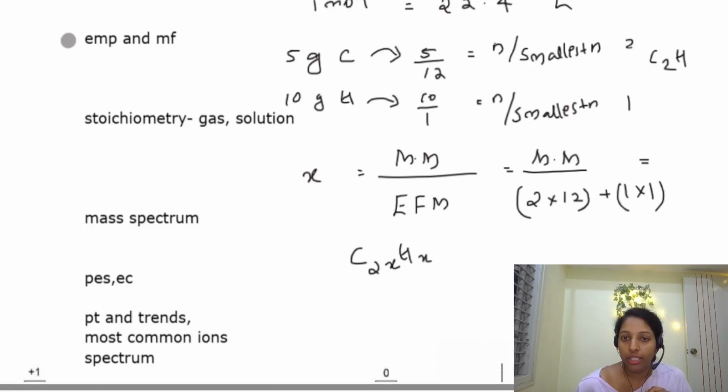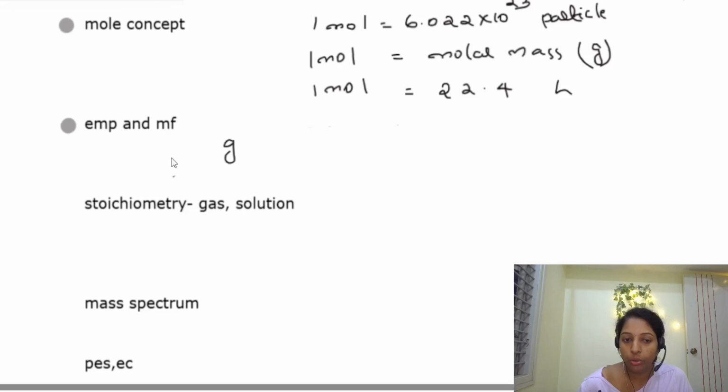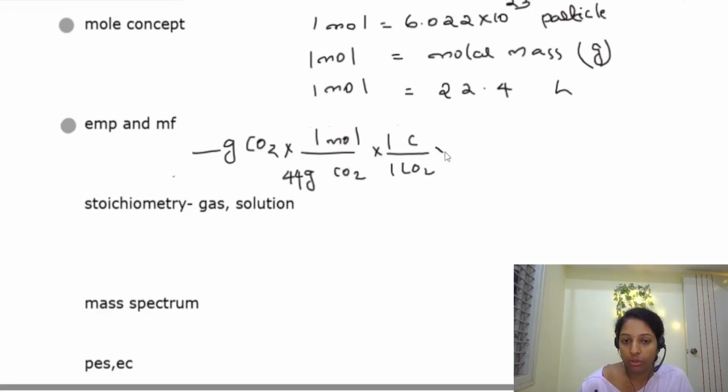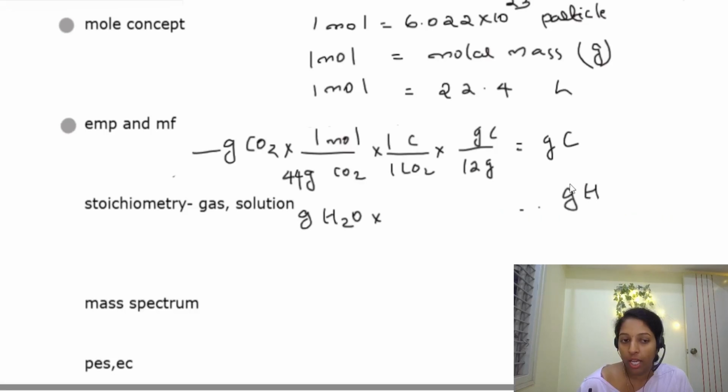Clear? Then sometimes, instead of direct grams, they may give combustion analysis data. At that time, you convert grams of carbon dioxide: 44 gram of CO2 is 1 mole, and 1 mole of CO2 contains 1 carbon, which is 12 gram. Like that you can convert to the grams of carbon. After that, they will also provide grams of water, which you can similarly convert to grams of hydrogen. And the compound mass, maybe 10 gram of compound, is what you are taking.